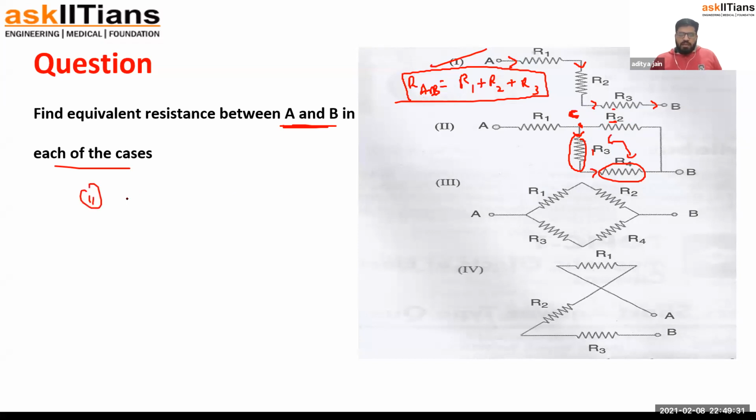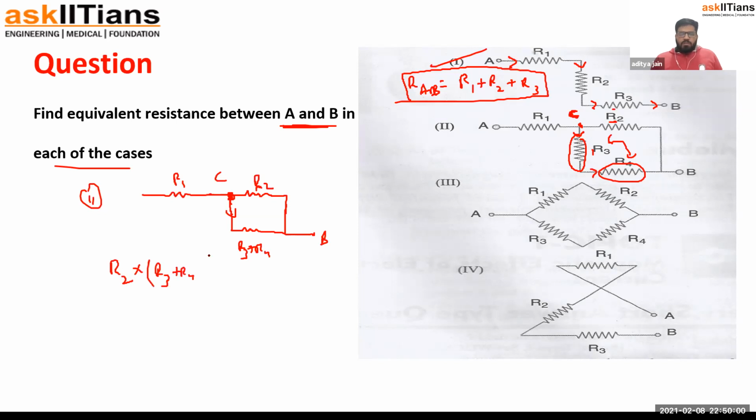In the second part, this is A, this is R1. For R3 and R4, I can replace them with the equivalent resistance R3 plus R4, because they are in series combination. This was R2, this was C. Now R2 and R3 plus R4 are in parallel from the C junction. What is the parallel combination? I already told you, multiplication over addition.